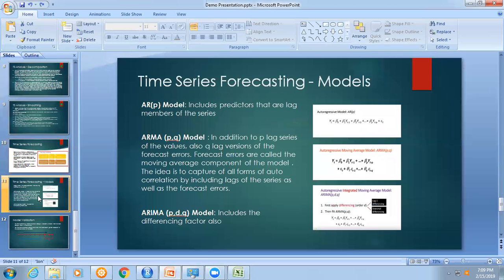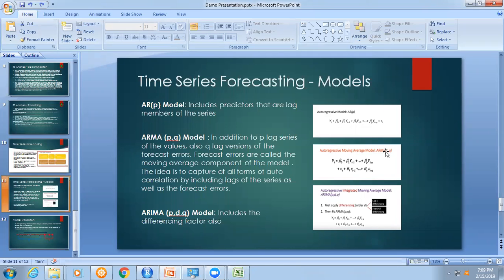So the autoregressive model, which is the first model proposed by Box and Jenkins, basically says that the current value of an observation is a factor of the previous P lagged observations. When I say P lag, P can be 1, 2, or 3, or anything.